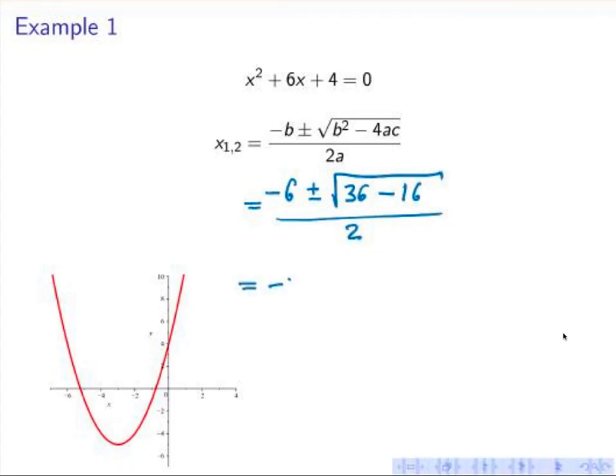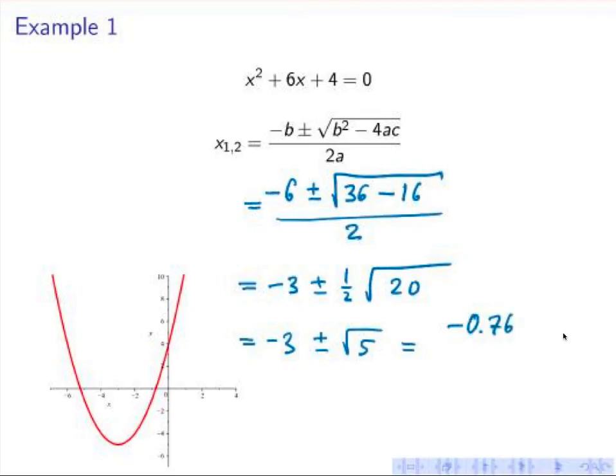So the first term then is −3. And then we get ±1/2 root of, and this is 20. Now 20 is, of course, 4 times 5, and 4 has a square root, so I can write this as −3 ± √5. And now, if you plug this into the calculator, you get −0.76 if you use a plus sign, and you get −5.23 if you use a minus sign. And let's see where these values are. So −0.76 is about here. And −5.23 is about here. So this is exactly the zeros of this function here.